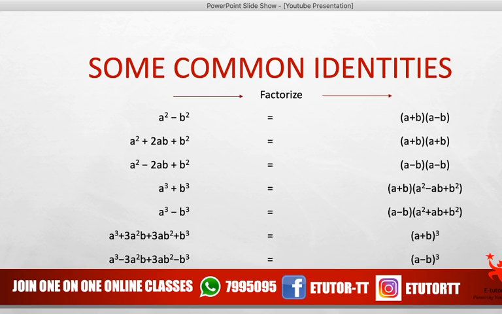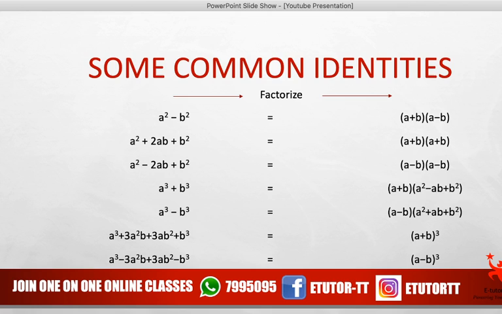Some common identities. So those arrows mean you go from like a squared minus b squared to a plus b, a minus b. So to factorize, we go to the right. So from a squared minus b squared, the identity for that would be a plus b, and in brackets a minus b. A squared plus 2ab plus b squared, that is equal to a plus b in brackets times a plus b. A squared minus 2ab plus b squared equals, in brackets, a minus b times a minus b.